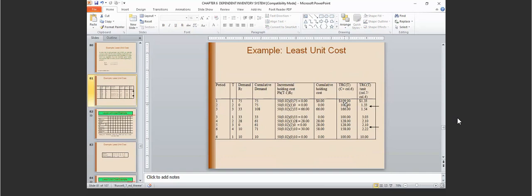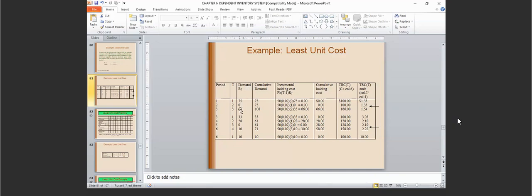That is only the ordering cost of 100 ringgit. So 100 divided by the gross requirement quantity for period 1, which is 75. We have the average total relevant cost per unit at 1 ringgit 33 cent. So we include another period in our planning.